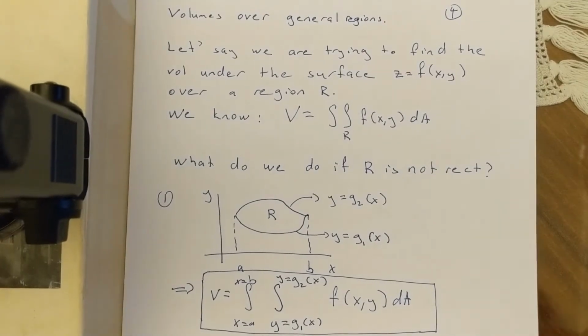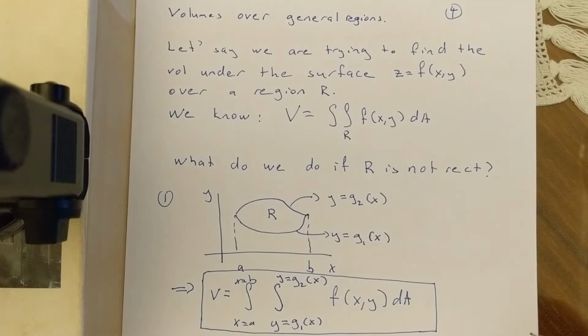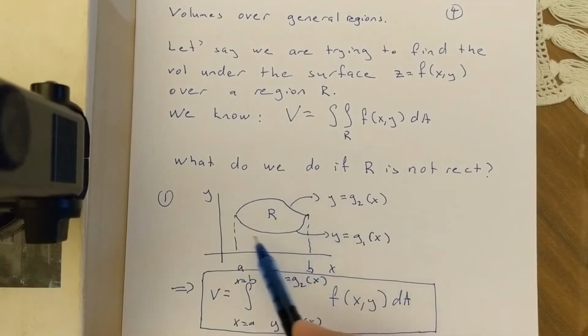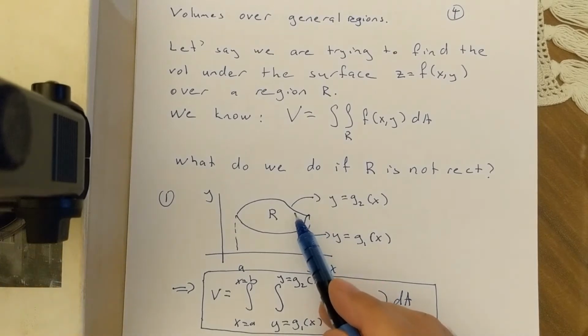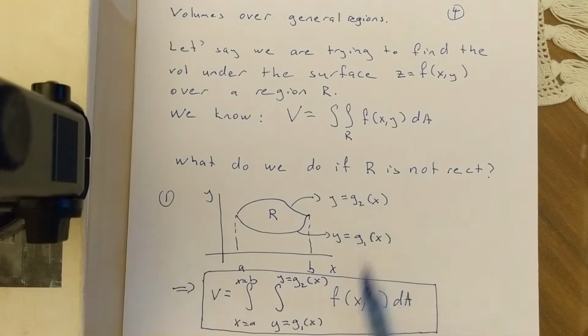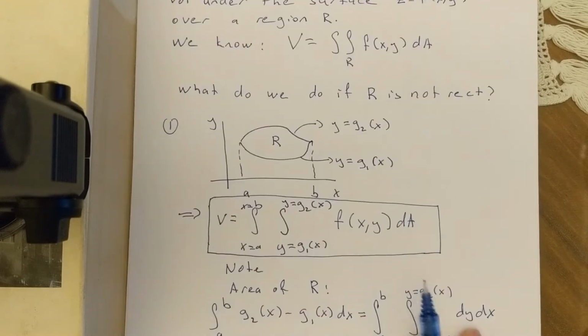So what do we do when R is not rectangular? So here I drew two cases. I have a weird R. Okay, so here is the weird R. It's not rectangular at all. But what I have is the following. I can say the top curve, this curve, is some function of x, I call it g2 of x, and this bottom curve that bounds it is another function of x, I call it g1 of x.